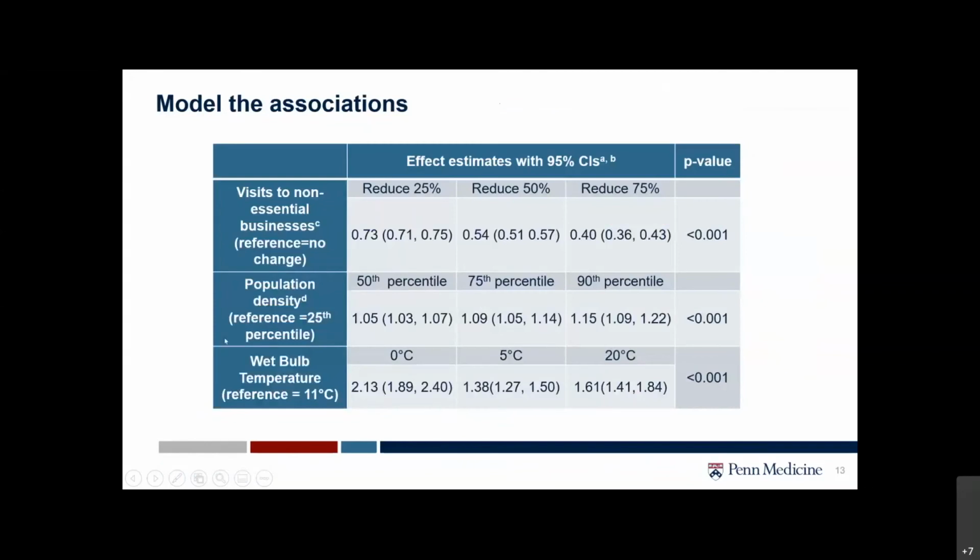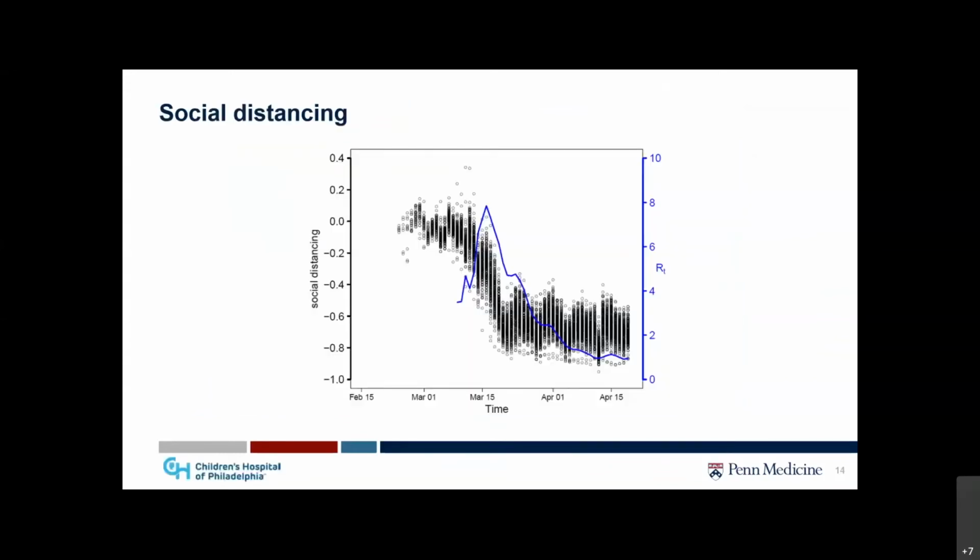So this is what we found. We found that social distancing, population density, and temperature all have a very important impact on disease transmission. And of all these three, social distancing has the strongest effect. In this simple plot, the black dots show the social distancing measure from February to late April. And we see there's a huge drop during early March. That's the time when the United States closed schools and businesses. And the blue line shows the average RT, the instantaneous reproduction number. We superimpose both measures, and we see that they are very highly correlated.